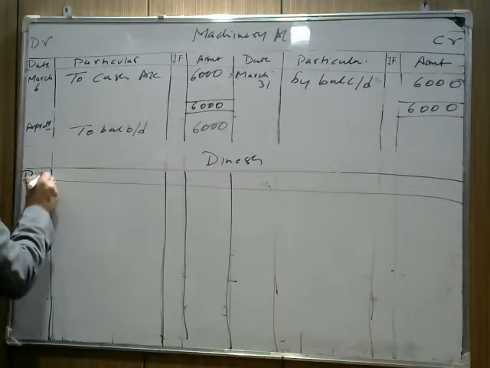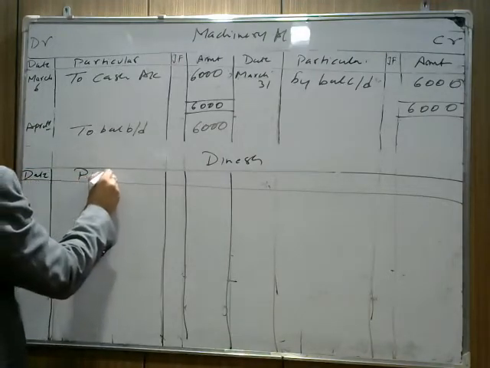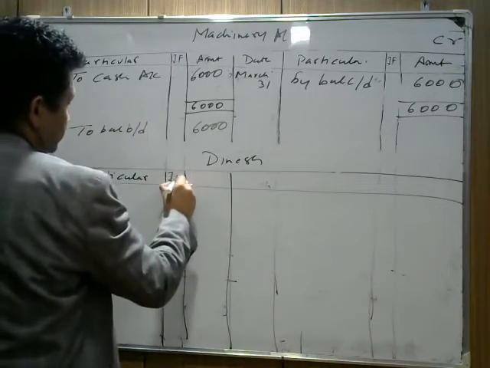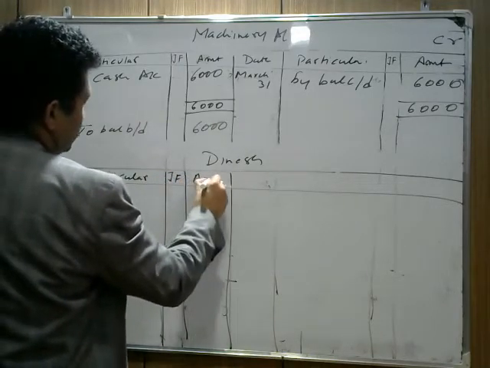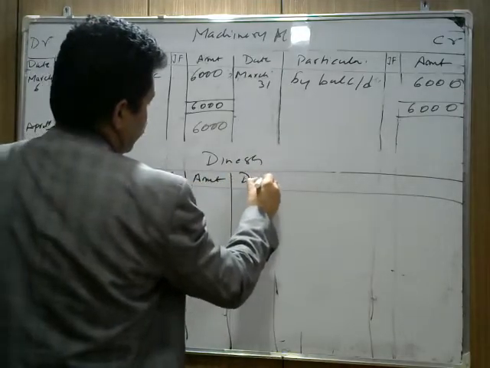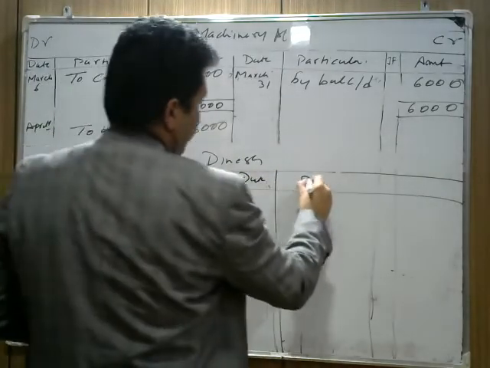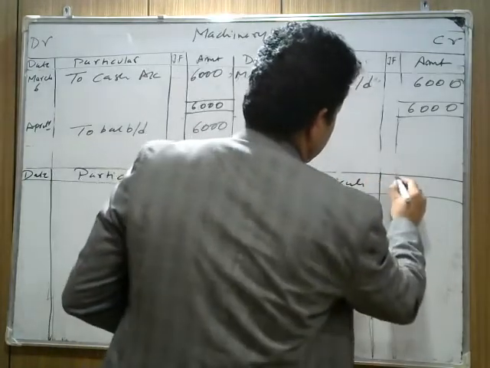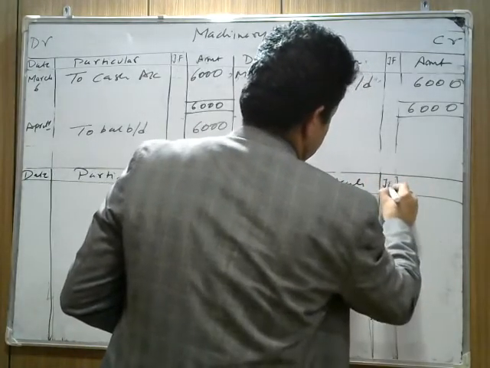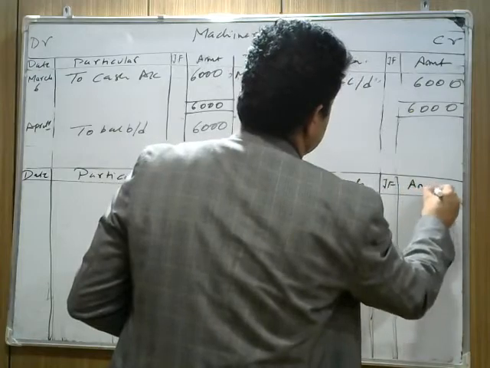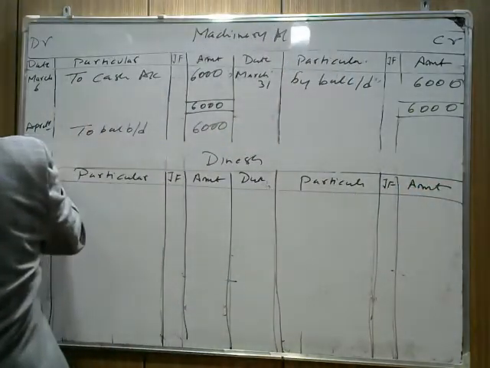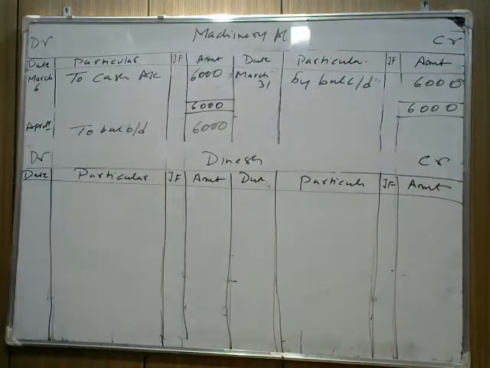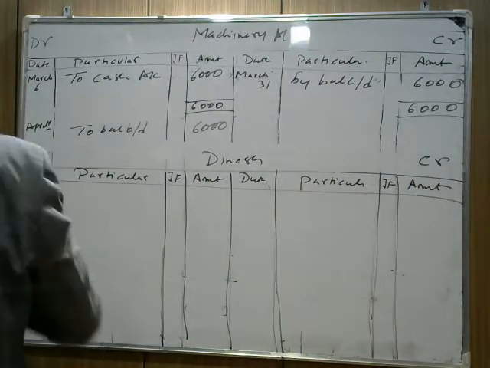Date, we write particulars, we write JF, amount, date, particulars, general folio, we write amount. Okay, you know this debit side, credit side. So wherever Dinesh's name is used, use that.